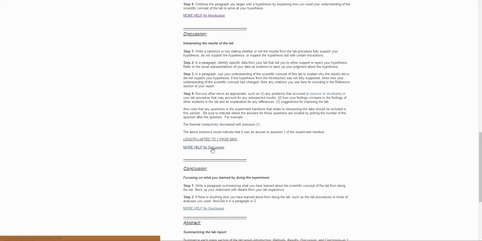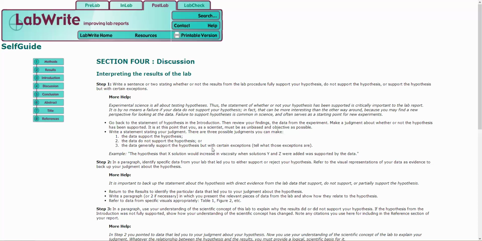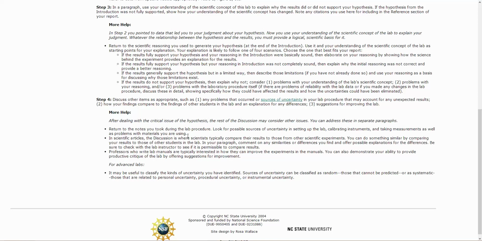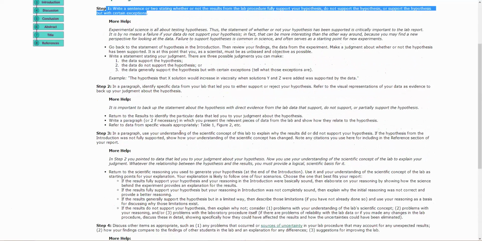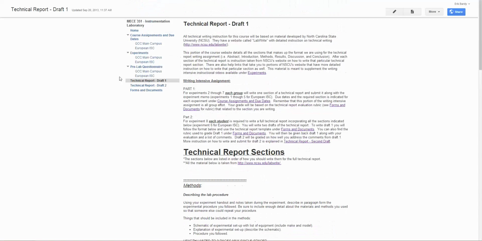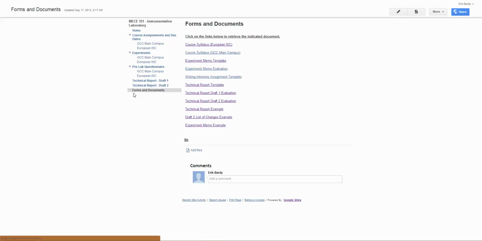Again, there's a link here for more help. It takes you to North Carolina State University's LabWrite webpage. I'm not going to read through everything, but each step that I have indicated on our course website is here, as well as extra help in learning how to word the content that you're going to be putting in your discussion section for each step. Okay, so you have that, and if you go again to forms and documents, there's a few things here that might be helpful.